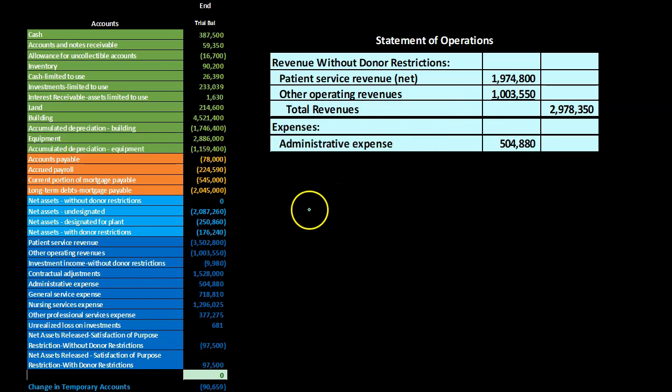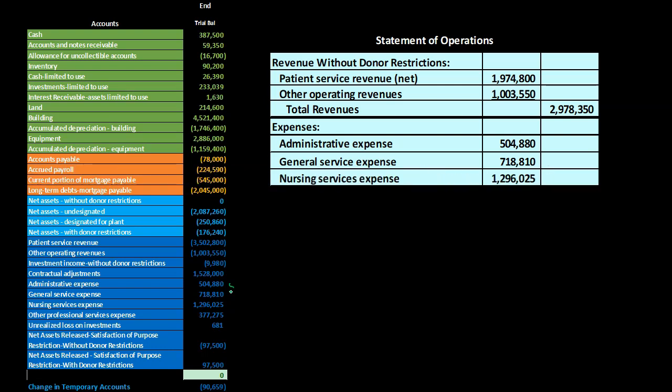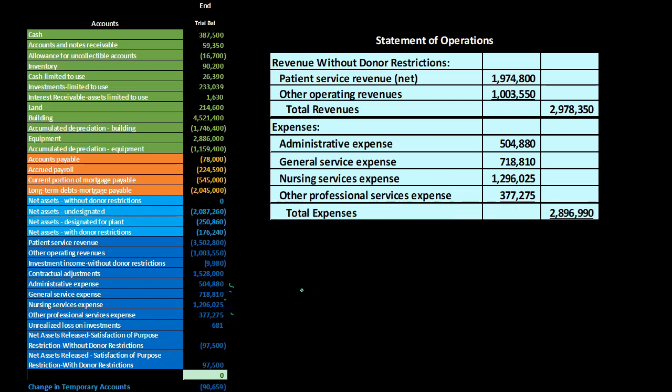Then we have the expenses. The expenses will be including the administrative expense. So we're going to pull over the administrative expense. We're going to pull over the general service expense. Notice that these expenses are being reported in essence by function, not by nature. We're not seeing telephone expense and whatnot. We're seeing the actual grouping of what those expenses were used for by the function of them. Then we have the nursing service expense. And then we have the other professional service expense. So we're going to pull over all the expense items, and then we're going to add them up to the outer column, that providing us with the total expenses.